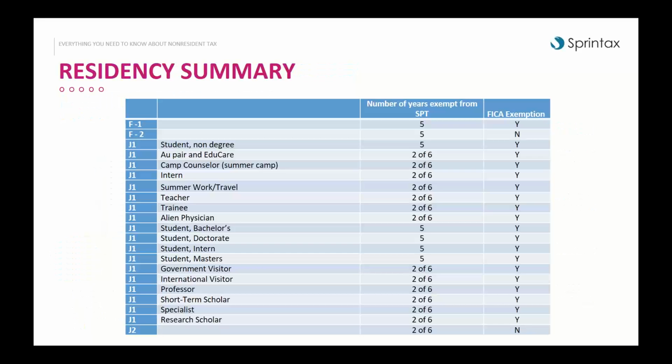But we also have a useful residency summary slide here, which has a breakdown of some of the popular visa types, combined with the number of years that you would be exempt from the substantial presence test, so the number of years of non-resident status that you would have, and also information on FICA exemption, which I'll go through in more detail later in the session.